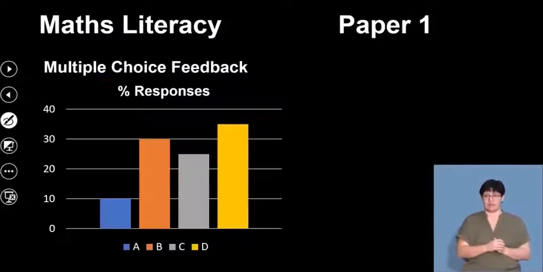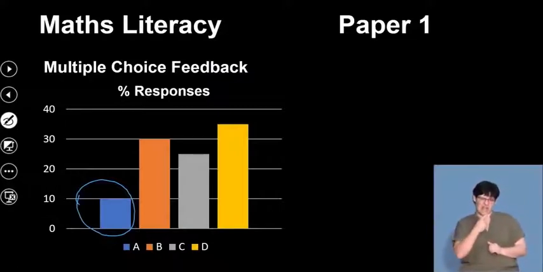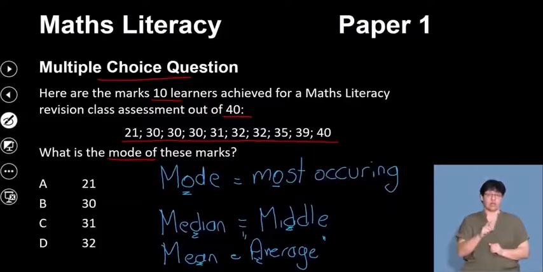Let's see what you guys said. Our responses off the app were as follows. We had 10 people that said A. I want to write out these numbers again. We had 30 people that said B, about 25 that said C, and finally we had D at 35. Now the question was, what were the answers?